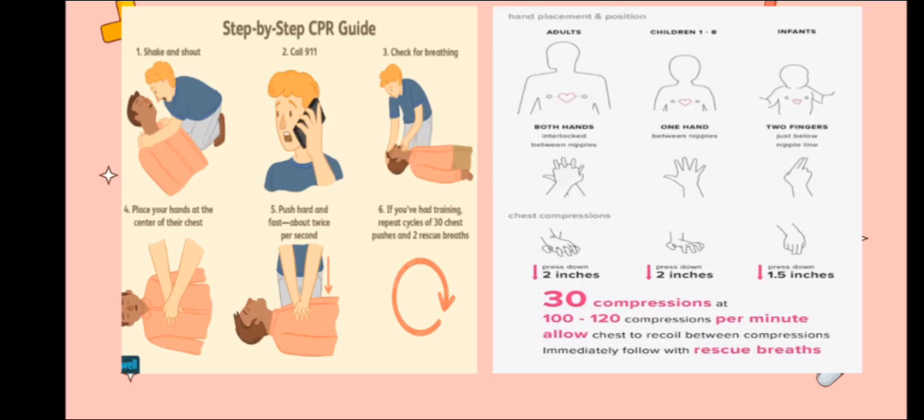Fourth, place the person on their back on a firm, flat surface. Fifth, give 30 chest compressions. And in order to do so, for the hand position, two hands centered on the chest, and for the body position, shoulders directly over hands and elbows locked. For the depth, it should be at least 2 inches. For the rate, it should be 100 to 120 per minute. Then allow the chest to return to normal position after each compression.